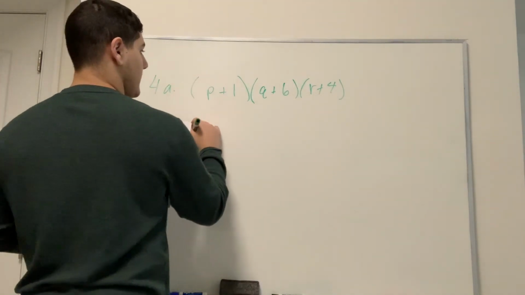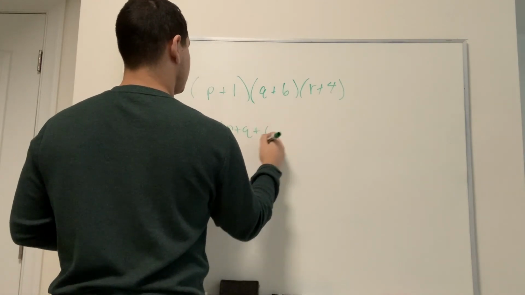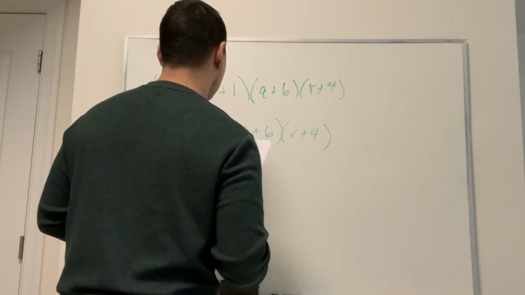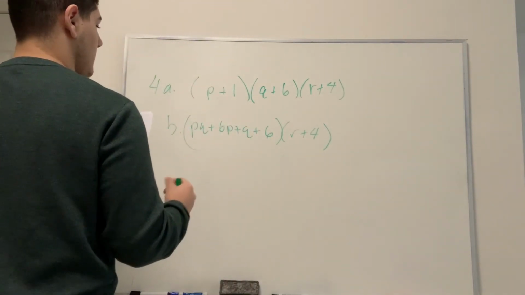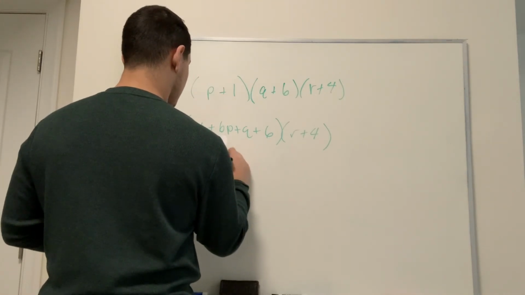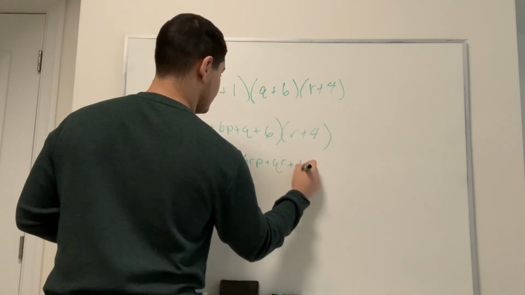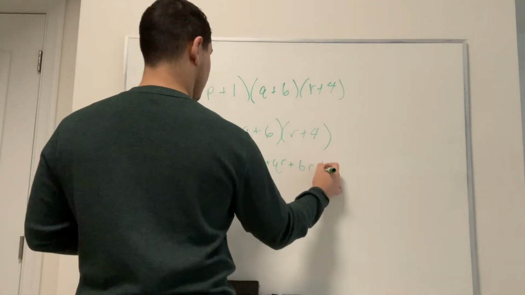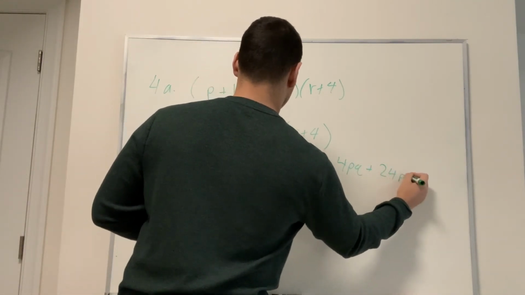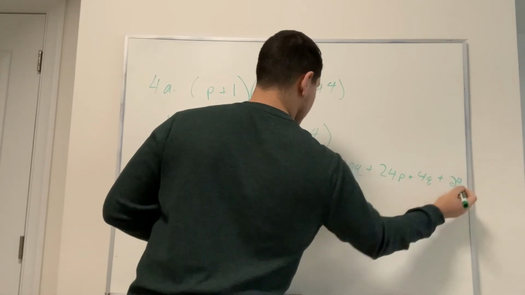And you're going to multiply that out, P plus 1 times Q plus 6 times R plus 4, which is equal to RPQ plus 6RP plus QR plus 6R plus 4PQ plus 24P plus 4Q plus 24.